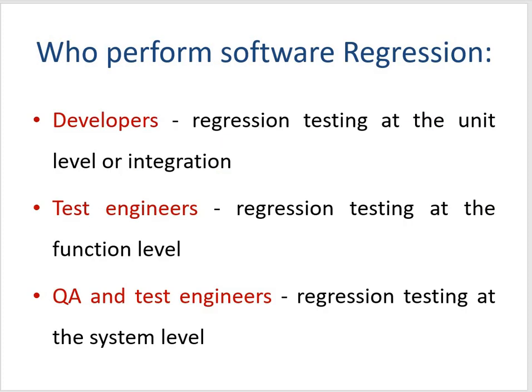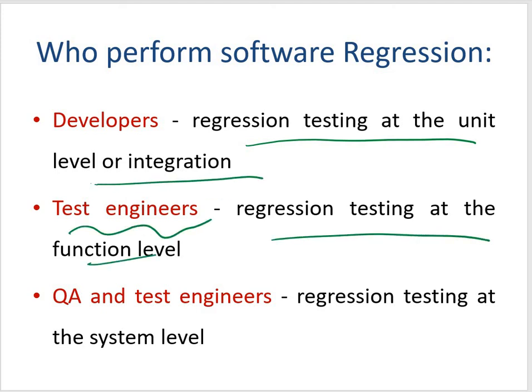Now the people involved, that means who all are performing this software regression. Developers perform regression testing at the unit level or integration, test engineers at the functional level, and QA and test engineers, quality analysts, at the system level.